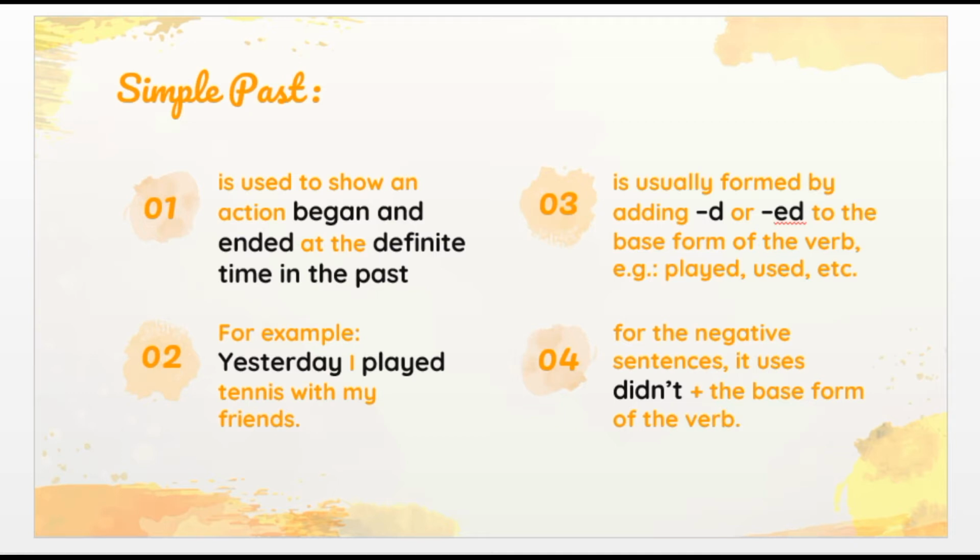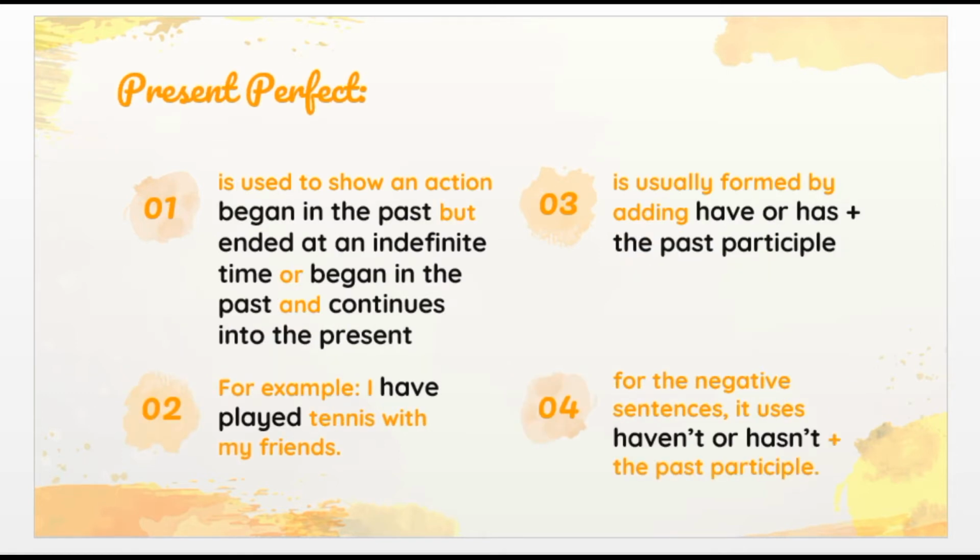Now students, let's have the explanations about present perfect. Present perfect is used to show an action that began in the past but ended at an indefinite time, or began in the past and continues into the present. For example, I have played tennis with my friends. It means that I started playing tennis some time ago, for instance like an hour or a minute ago, but now I'm still doing it. I'm still playing. That's why I use present perfect.